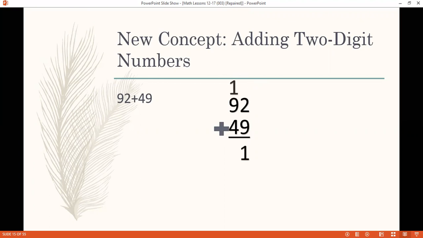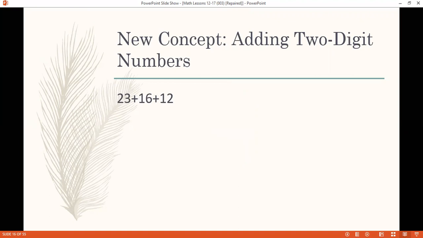If you said 11, awesome job. Our 1 is going to go in our ones place, and our other 1 is going to go in our tens place on top of our 9. So what is 1 plus 9 plus 4 in our tens place? 1 plus 9 plus 4 equals 14. So the sum of our add-ins, 92 plus 49, is 141. Awesome job, guys.